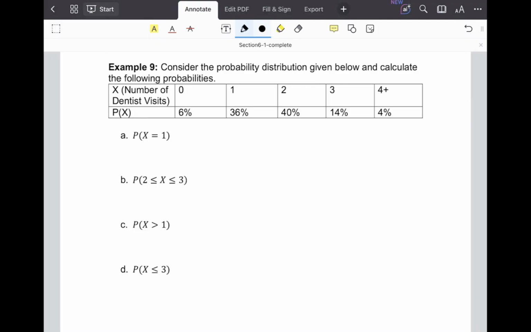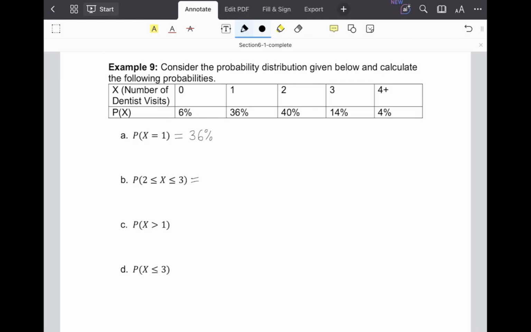Okay, so here the notation is a little bit strange, so I wanted to go through this. The probability distribution is giving us the number of dentist visits, which is designated as x, and then the probability of those x's given here. We can answer questions. This one's looking for the probability that x equals 1. That's really just a lookup. It's 36%. This one right here. Look at where 1 is. It's paired with 36%.